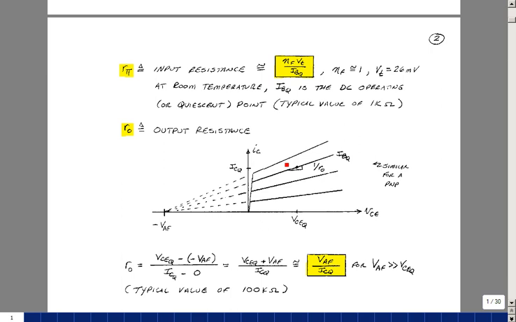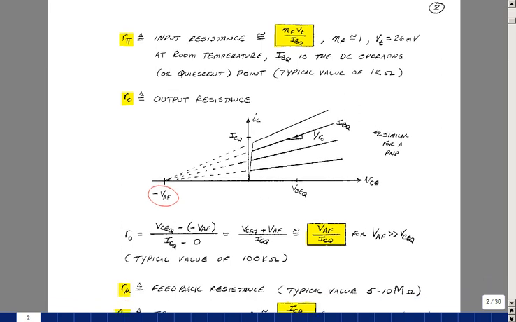Now if you take all of these lines and actually extend them into the second quadrant, they all come to one point. We call that the early voltage. It was actually discovered, I think, in the 1950s by a researcher named James Early. He noticed that this phenomenon existed for all transistors. So if you take the rise over the run, at a specific biasing point, you really form a triangle.